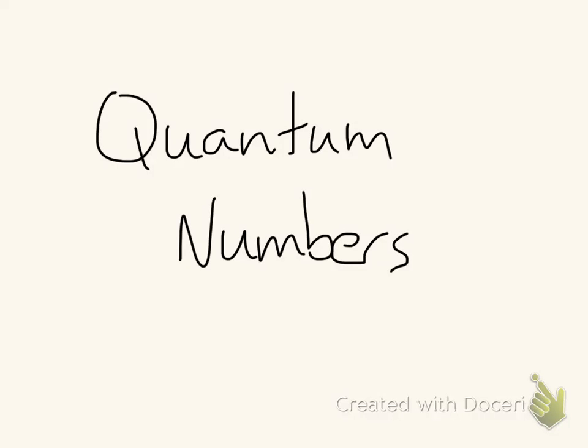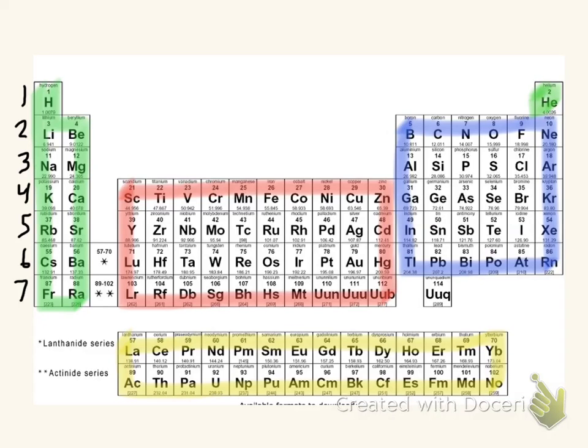In this video, I will explain to you how to use quantum numbers to describe the location of an electron. Here we have the periodic table. It's color-coded into the different orbital blocks.